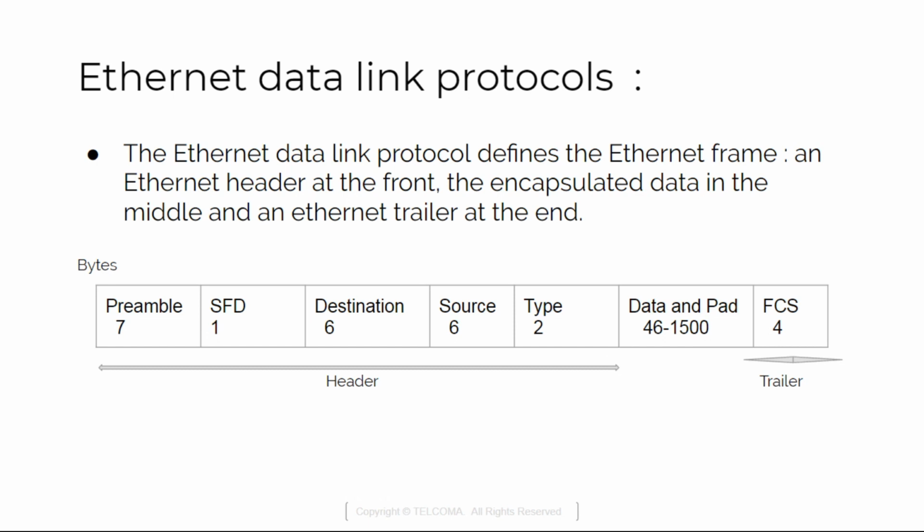Encapsulated data, which is the data and padding, is 46 to 1500 bytes. It holds data from the higher layer, typically an L3 PDU, usually an IPv4 or IPv6 packet. The sender adds padding to meet the minimum length requirement, which is 46 bytes. And then we have the FCS, the frame check sequence, 4 bytes. It is in the trailer. It provides a method for the receiving NIC to determine whether the frame experienced any transmission errors or not.